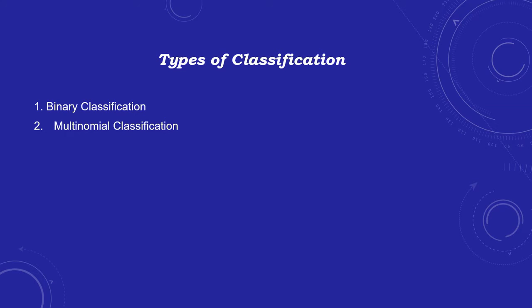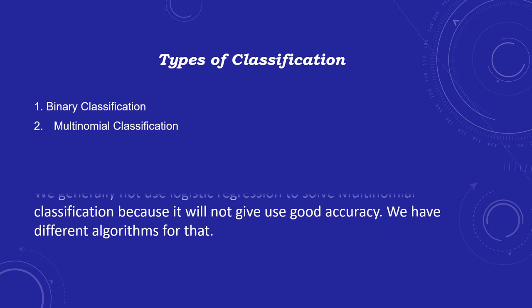There are two types of classification algorithm. First is binary classification. Second is multinomial classification. We generally do not use logistic regression to solve multinomial classification because it will not give you good accuracy. We have different algorithms for that.